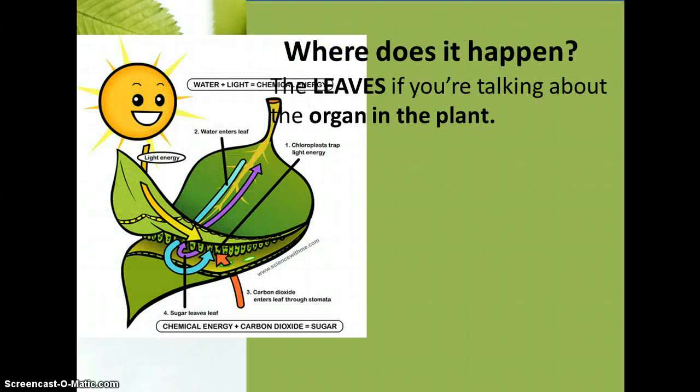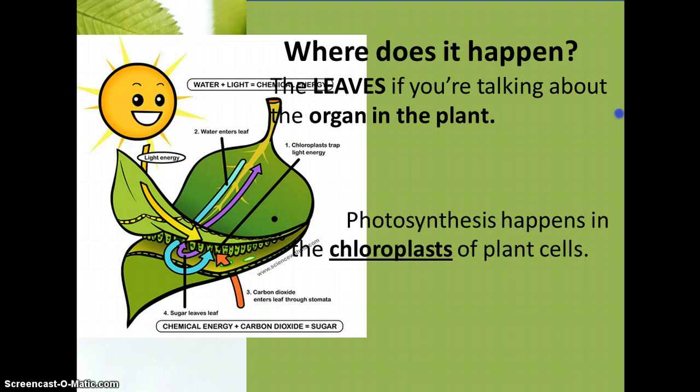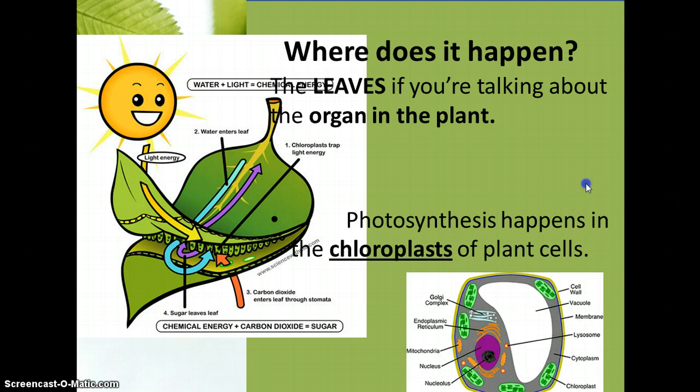Photosynthesis happens in the leaves, if you're talking about the organ in the plant. So you have your leaf. Photosynthesis mostly happens there. That's why the leaves are the greenest parts of the plant. Wherever you see green, that means there's lots of chloroplasts there. But if I want to be specific about where photosynthesis happens, it's really happening in those chloroplasts inside of the cells. So what do chloroplasts look like?